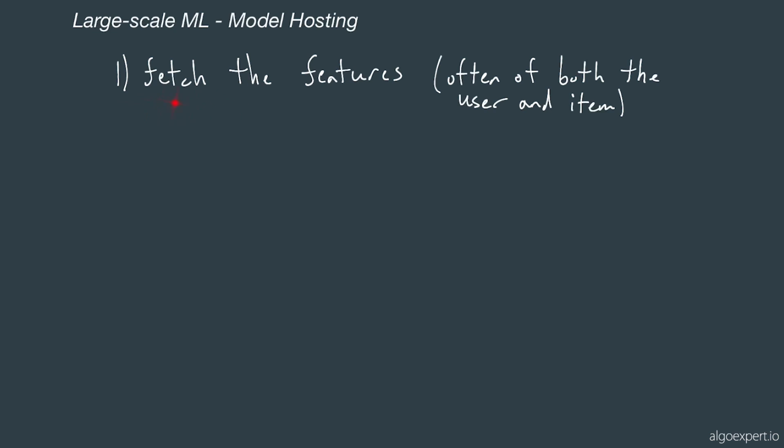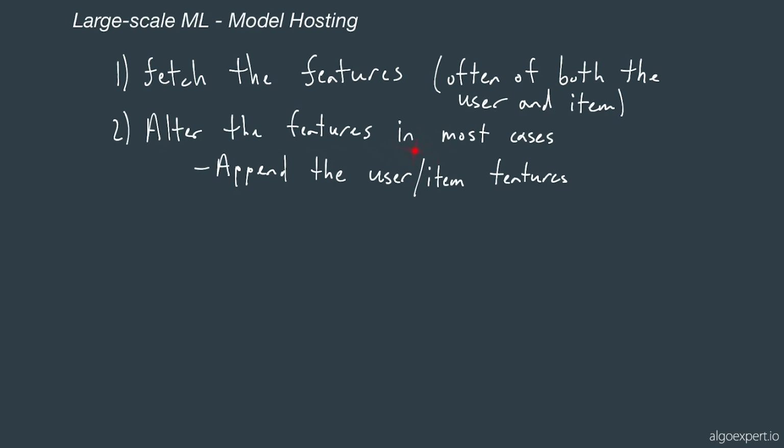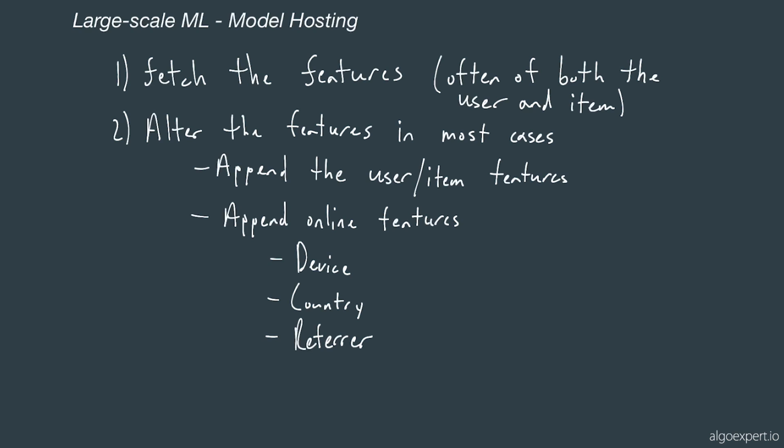Now, we discussed the fetching of the features in the data hosting video. That's just the very first part though. After that, we need to alter the features in most cases. So after we get the user and the item features, we may have to append one to the other. As well, we'll have to append online features that may not have been able to be stored in HDFS and therefore the distributed cache. So perhaps maybe a feature is whether they're on a desktop or the mobile app. Maybe their particular country is a feature, or the referrer, such as Google or Facebook, is also a feature.